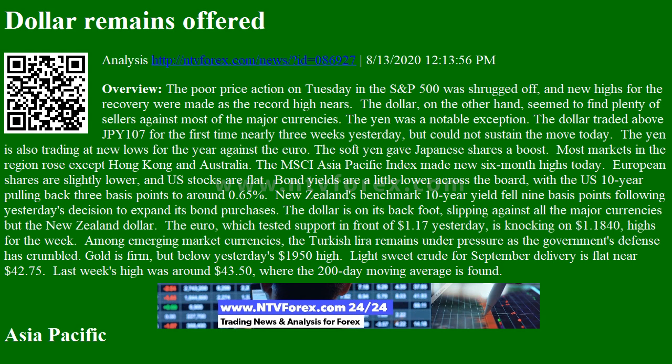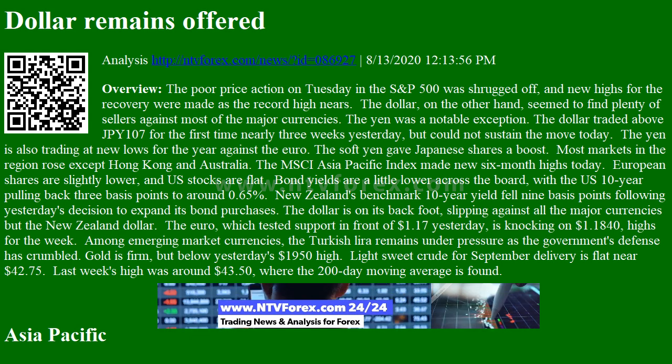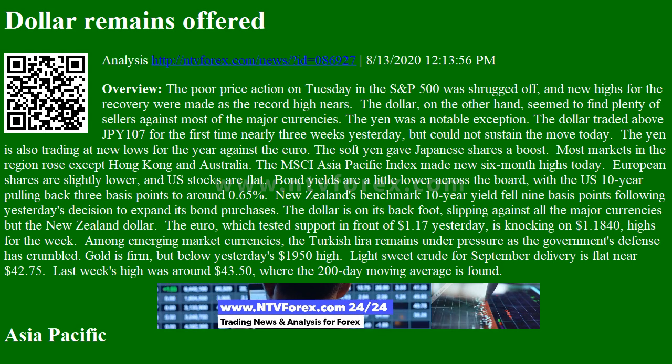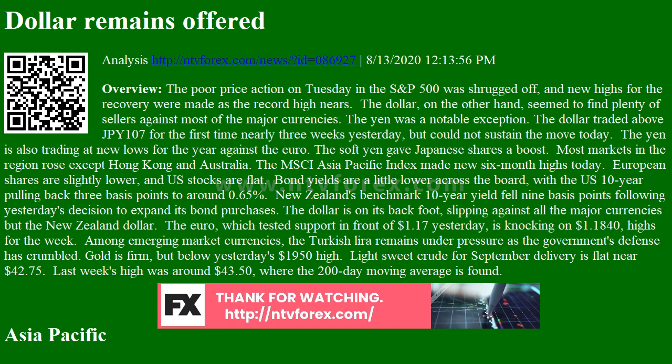Overview. The poor price action on Tuesday in the S&P 500 was shrugged off, and new highs for the recovery were made as the record high nears. The dollar, on the other hand, seemed to find plenty of sellers against most of the major currencies. The yen was a notable exception.